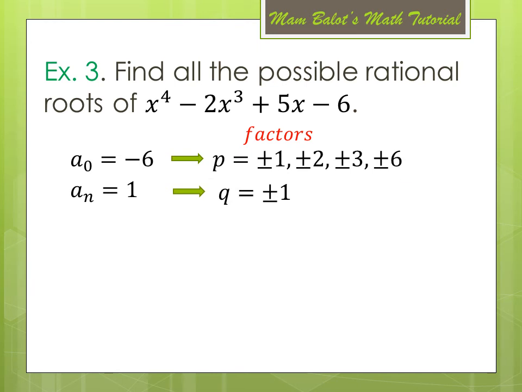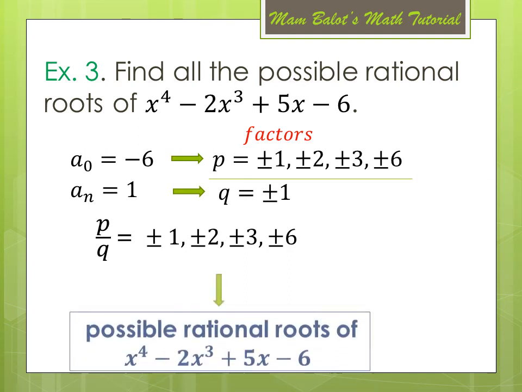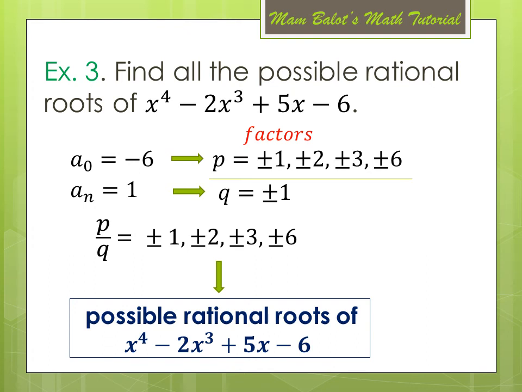So if we divide these factors, the result now for p over q are positive and negative 1, positive and negative 2, positive and negative 3, and positive and negative 6, since the divisor are just positive and negative 1. So these numbers now are the possible rational roots of our polynomial x to the fourth minus 2x cubed plus 5x minus 6. So we can only choose from these numbers for the roots of this polynomial.